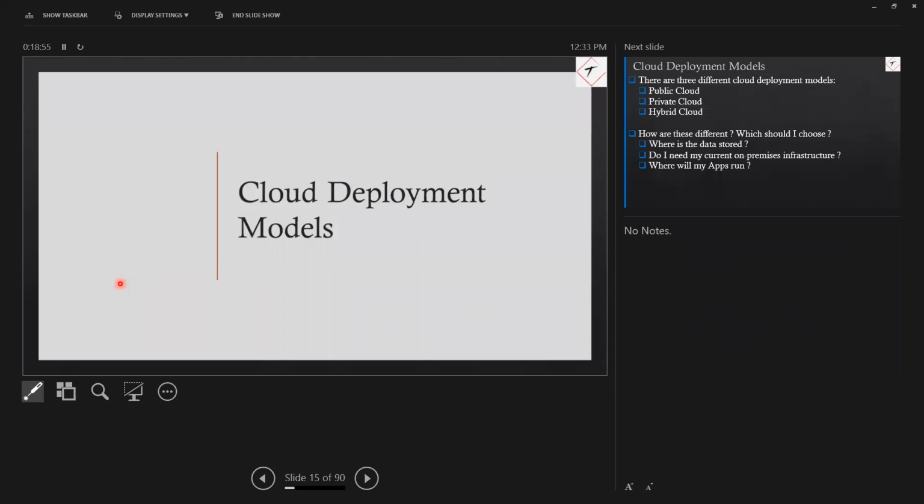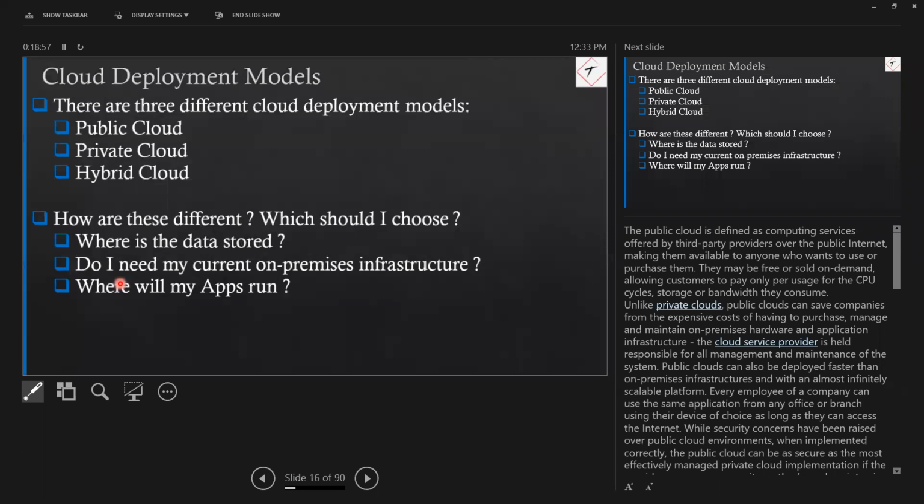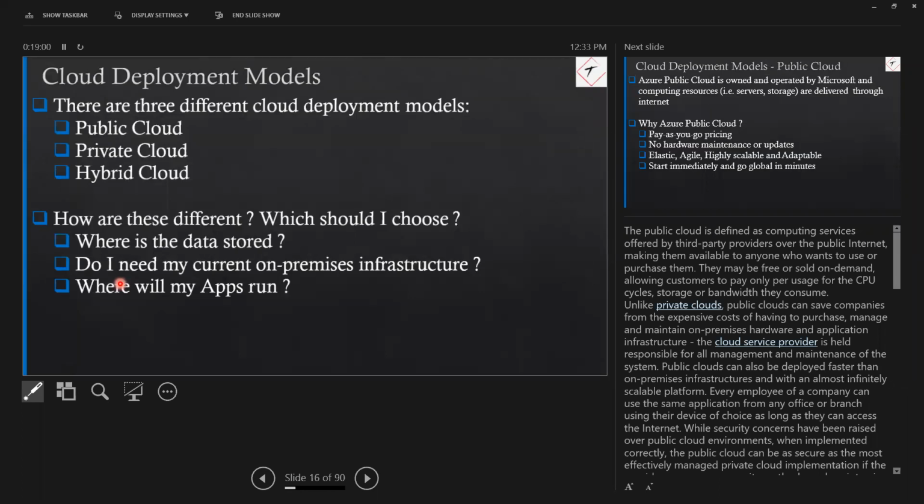So moving on to cloud deployment models. There are basically three different cloud deployment models: public, private, and hybrid. Public cloud is defined as a computing service offered by third-party providers over the public internet, making them available to anyone who wants to use or purchase them.